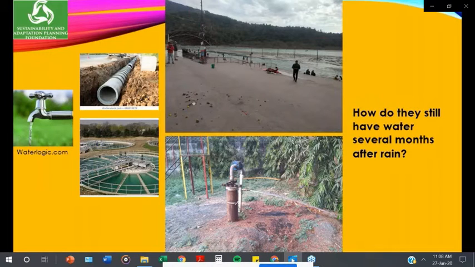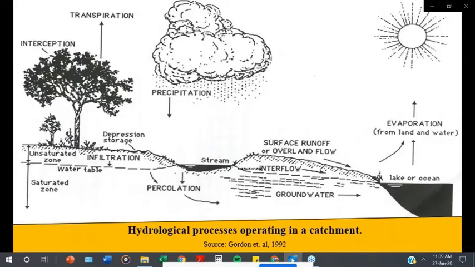There could be a surface water source like a river or a pond or even sea water after desalination, or there could be a groundwater source. But we need to understand, how do these sources still have water several months after rains? This is a very important question, especially in a water scarce country like ours. So I'll quickly go over this diagram of hydrological processes operating in a catchment.